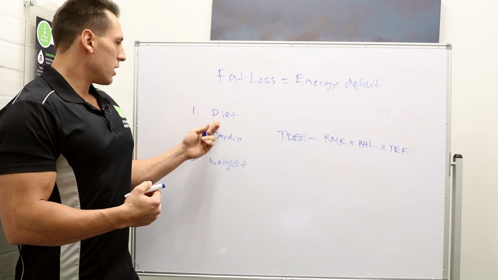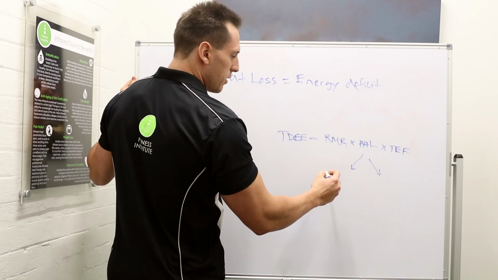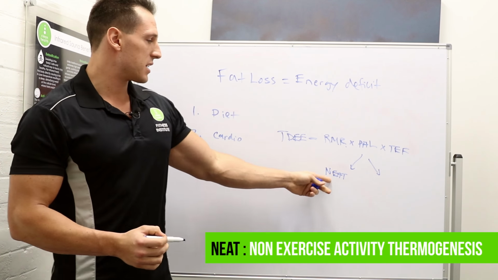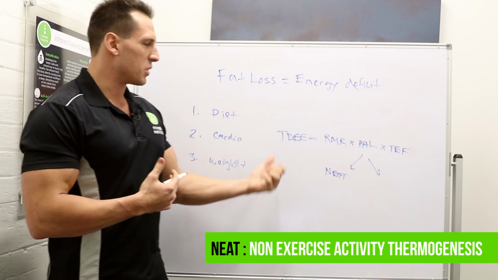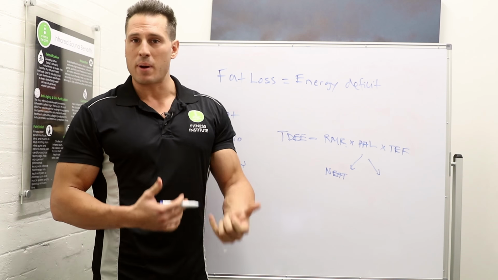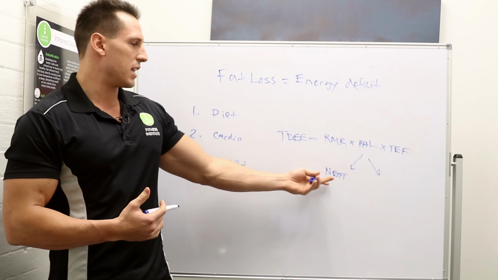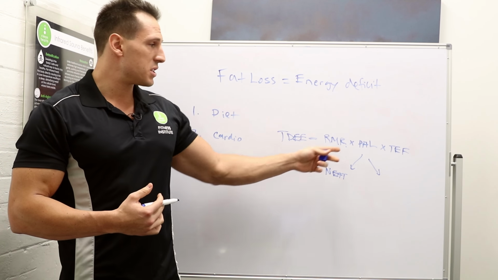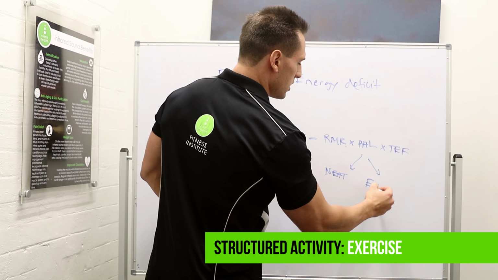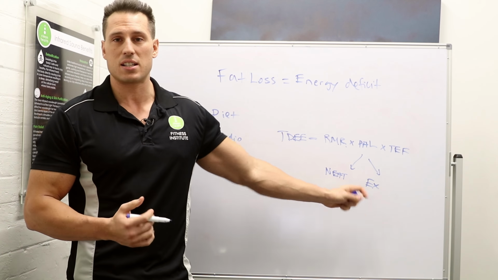Furthermore, we can say the PAL, your physical activity level, is made up of what we call NEAT, or non-exercise activity thermogenesis. So this is your spontaneous activity, like right now, just myself fidgeting, moving my arms around, that's NEAT. I'm just burning energy. When you walk to the shop, that's NEAT. This actually accounts for a greater percentage of your physical activity level versus the other component, structured activity, which we call exercise.